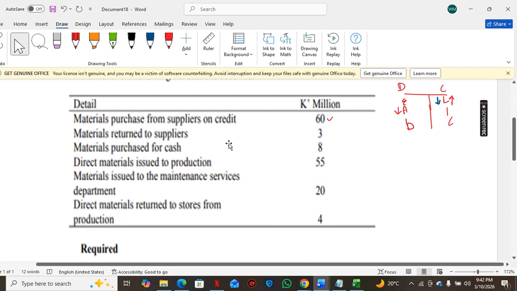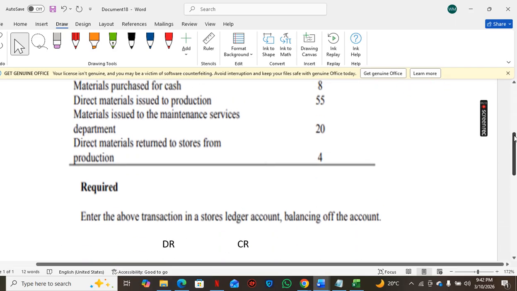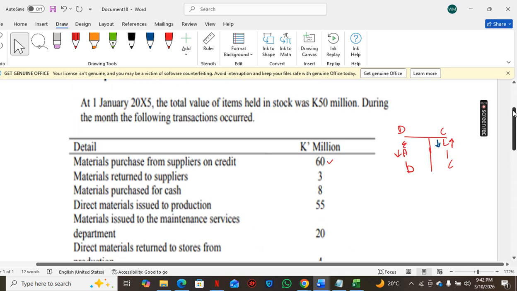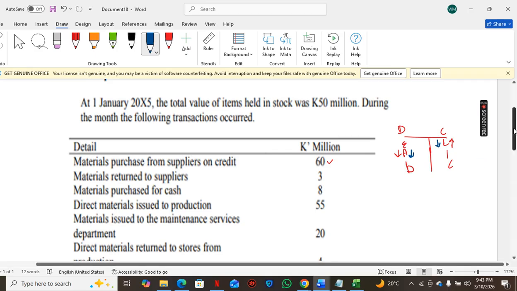Materials purchased for cash 8 million. Okay. So here, materials are coming in, increase in the stores account, which is an asset account, you debit. Then cash again is also an asset account. So now since you're paying cash, it is reducing, and the reduction in an asset account you credit. So one asset account is increasing, the stores account. The other asset account is dropping, the cash account, because you are paying out money.